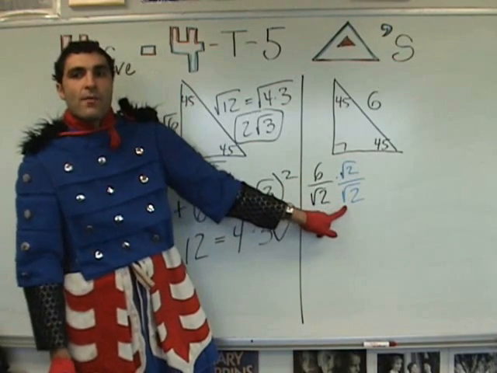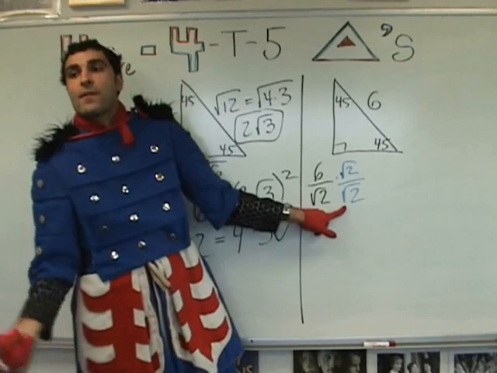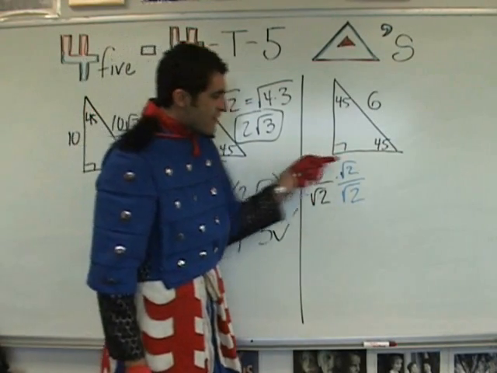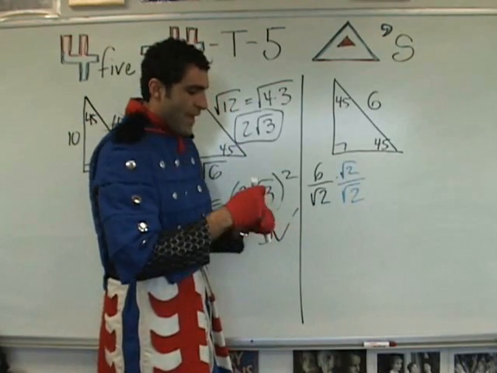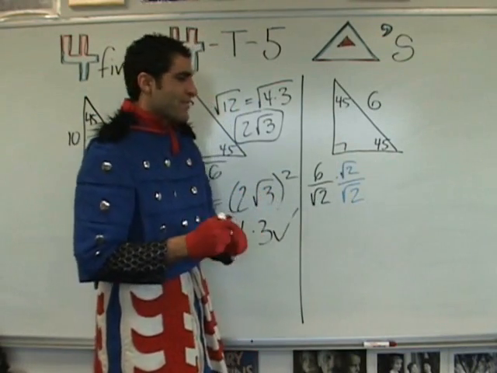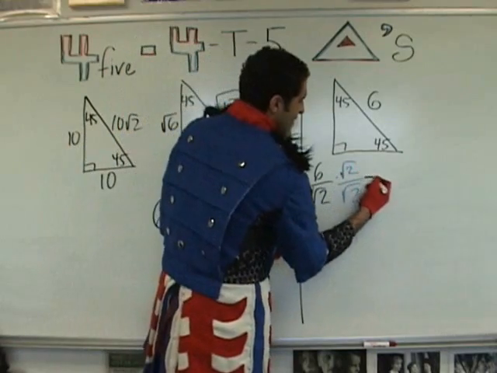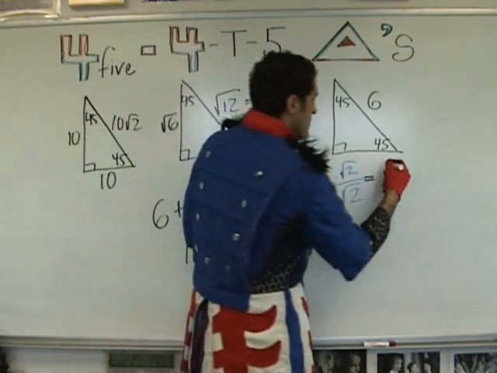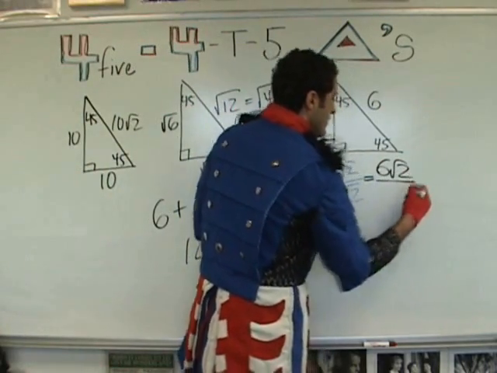This is like multiplying by what? 1. By 1. And when you multiply by 1, you don't change it, so it's a fair question. Okay, multiplying fractions across. What do we have? 6 times this becomes 6 root 2, good.